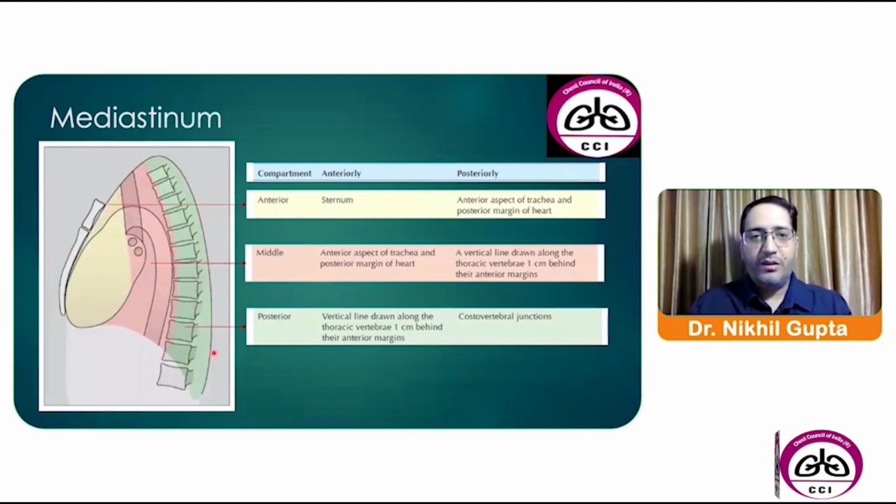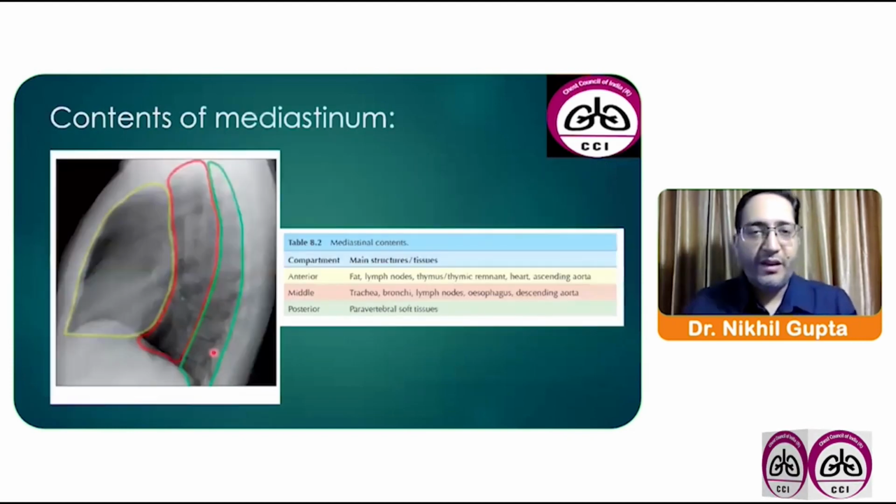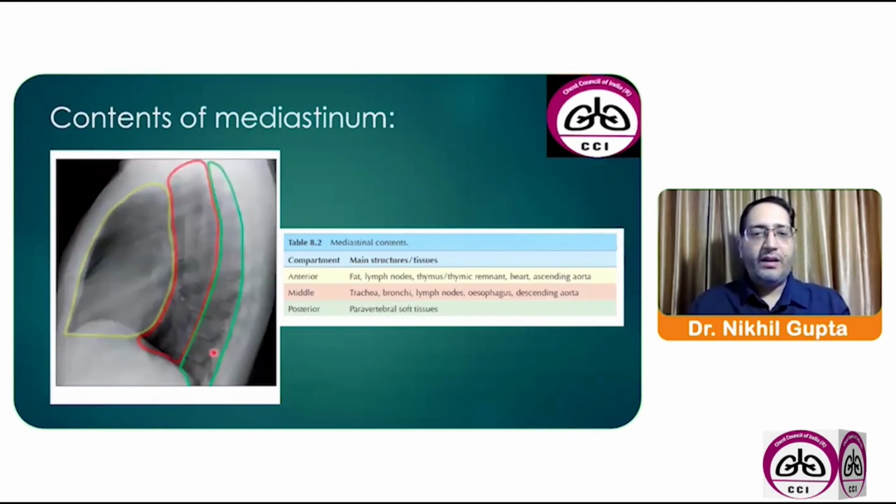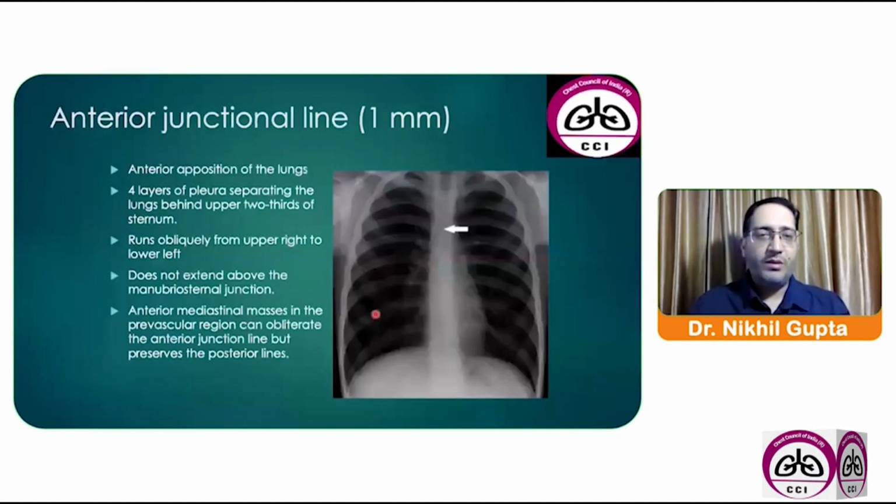The contents of the mediastinum: in the anterior compartment, mainly fat, lymph nodes, thymus, thymic remnant, heart, and ascending aorta. In the middle mediastinum, trachea, bronchi, lymph nodes, esophagus, and descending aorta. And in the posterior mediastinum, paravertebral soft tissues can be seen.